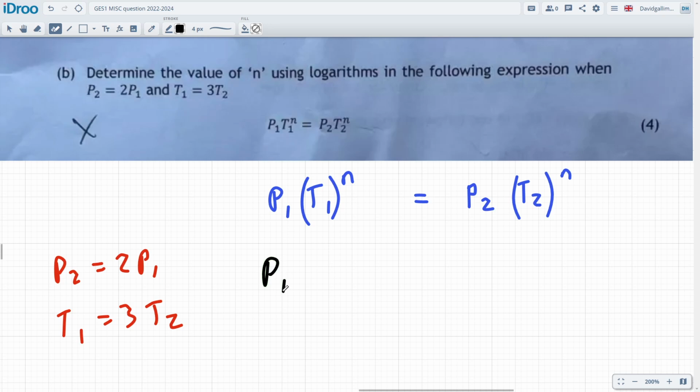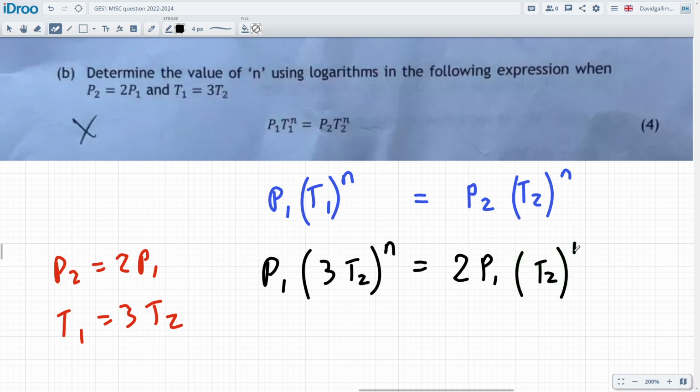This P1 is going to stay the same. We just said we're going to swap out this T1 for this guy. So that's going to be 3T2 to the power of n, and then the P2, we said we're going to swap out. Oh no, I'm going to swap out this P2 for this 2P1. So let's do that. 2P1, and this is going to be all of this stuff to the power of n.